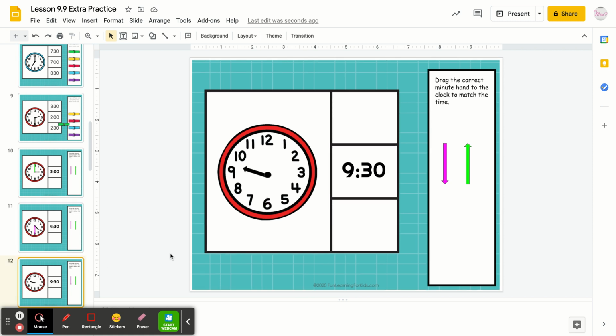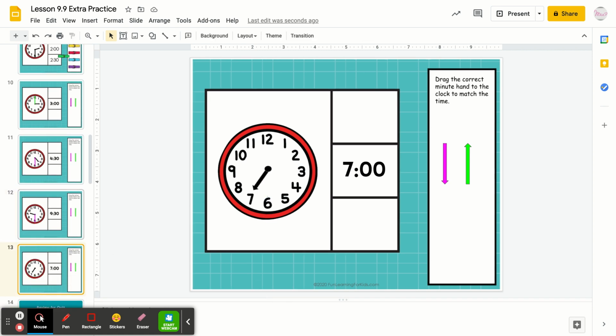Hey, look at this one. 9:30. Oh, again, right? Halfway past the 9. What one do we use? Yeah, we point down at the 6. I'm going to grab the arrow that's pointing down. There we go.